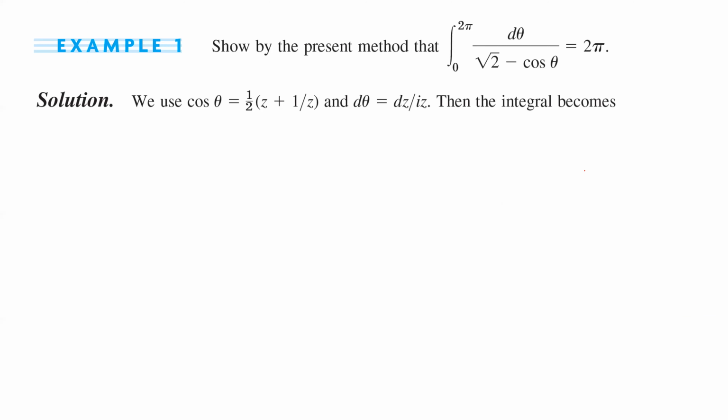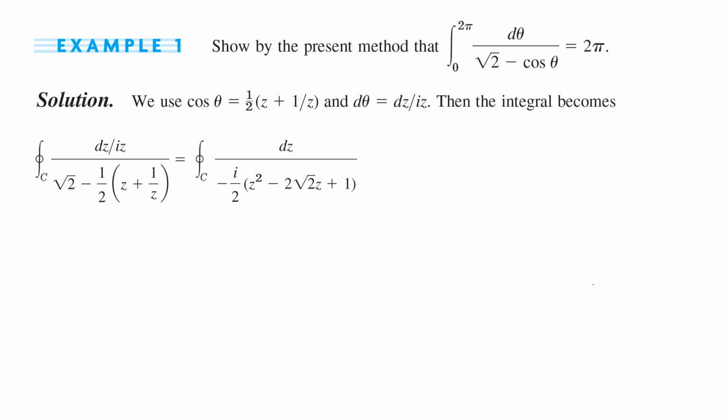We use cosine theta equal to 1/2 of z plus 1 over z, and d theta equal to dz over iz. Then the integral becomes like this. Instead of d theta, we put dz over iz, and then square root of 2 minus 1/2 of z plus 1 over z. And then we can write it like that. We multiply by this iz in the denominator. Let's see how this came about. If you multiply by iz, i is here.